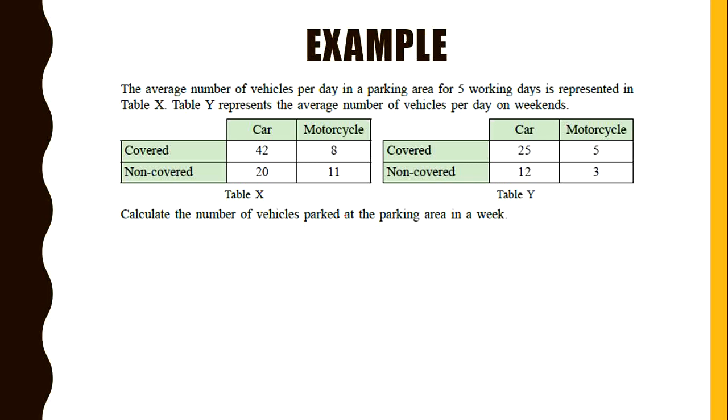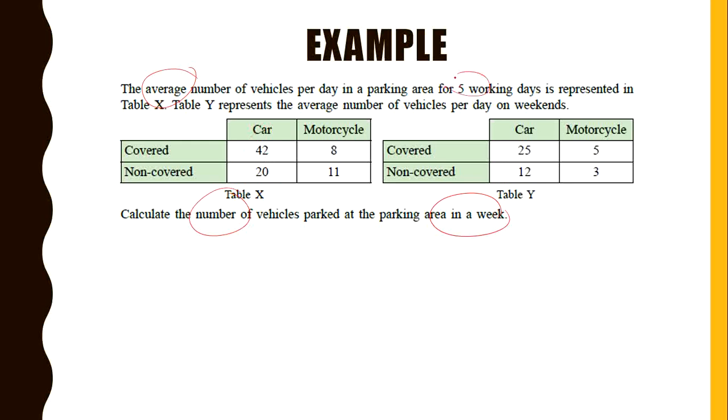Okay, yang X ni adalah hari bekerja. Table Y adalah hari cuti. Calculate the number of vehicles parked at the parking area in a week. Okay, in a week ni dua-dua lah kan? Okay, sekarang ni number-number di sini ni adalah average kan? Okay, average number. So, maksudnya kat sini, sekarang ni adalah dia punya average number. Kalau kita nak tahu number dia, real number, kita kena times berapa bilangan hari yang sebenar.